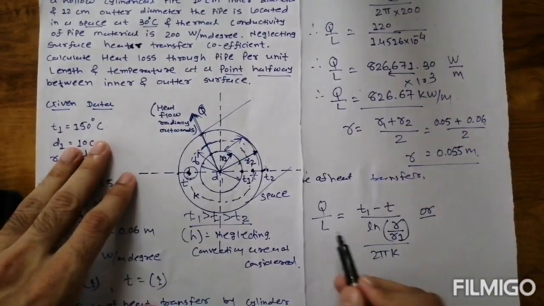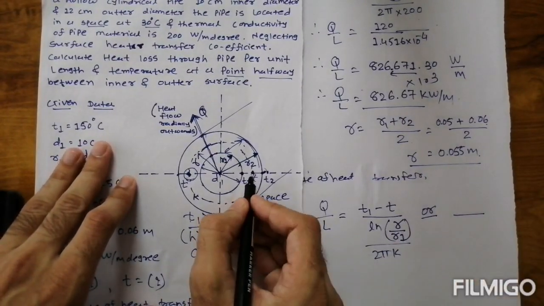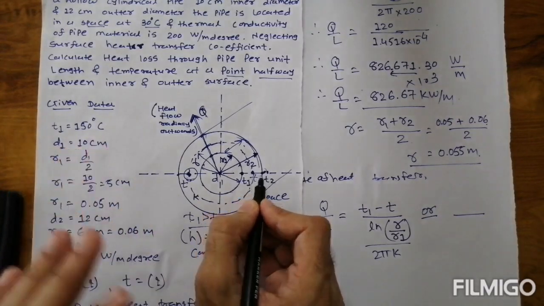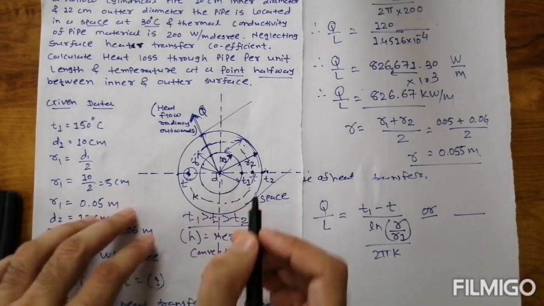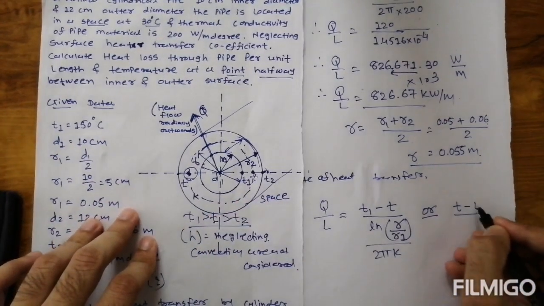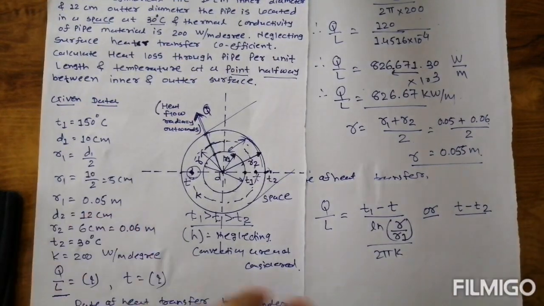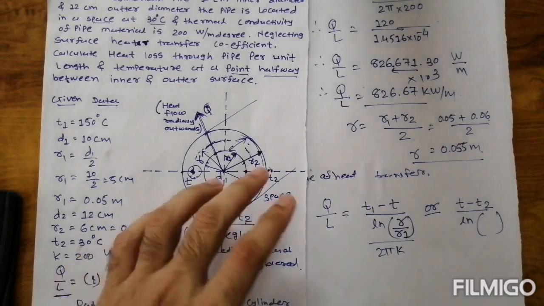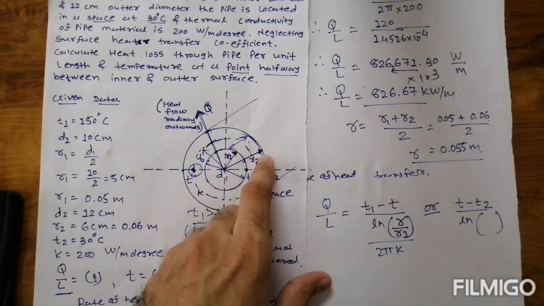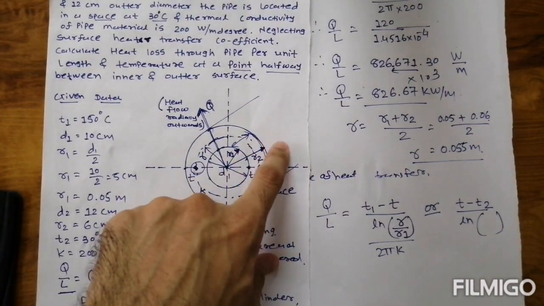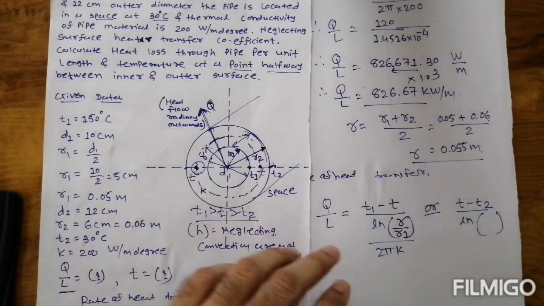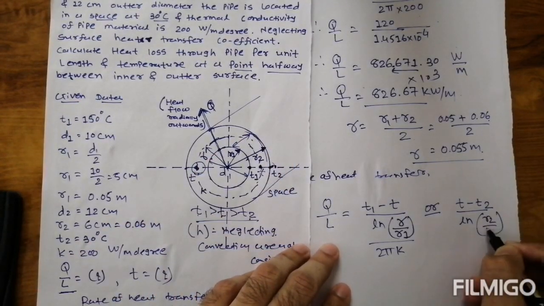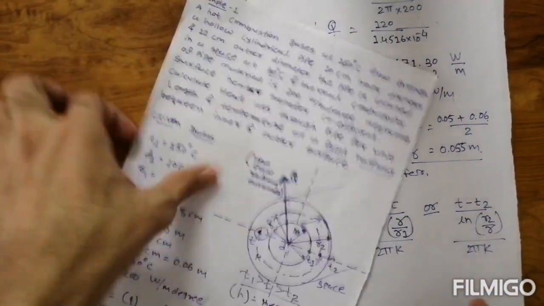So Q by L is equal to the temperature difference, maximum minus minimum: the halfway temperature T minus the outside temperature T2, divided by ln of the radii. The halfway radius is R and the outside radius is R2. Which one is higher? R2 is higher. So ln of R2 by R, divided by 2 pi k. So we have two equations.